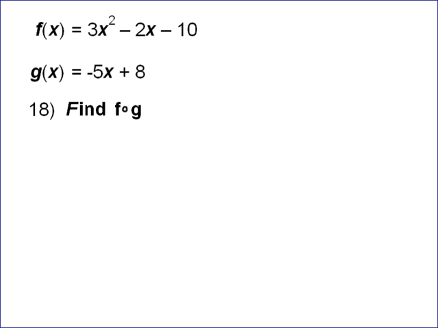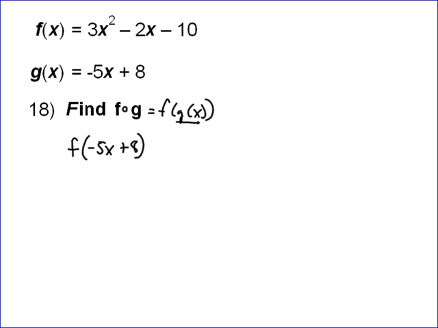Okay, on this problem, you're asked to find the composition of the functions f and g. Remember, and it even tells you on the sheet, that this is the same as f of g of x. Those are the same. So we're going to place g of x into the f function. So we could write it as f of, and instead of g of x, I write negative 5x plus 8.